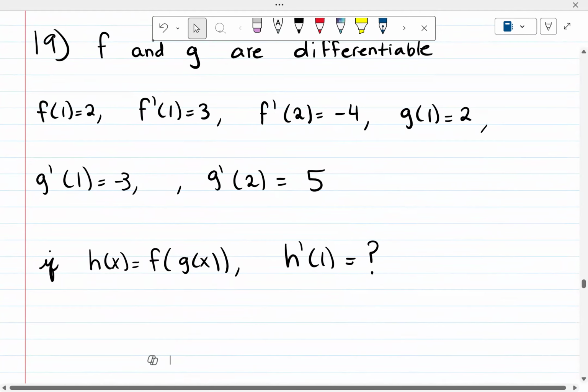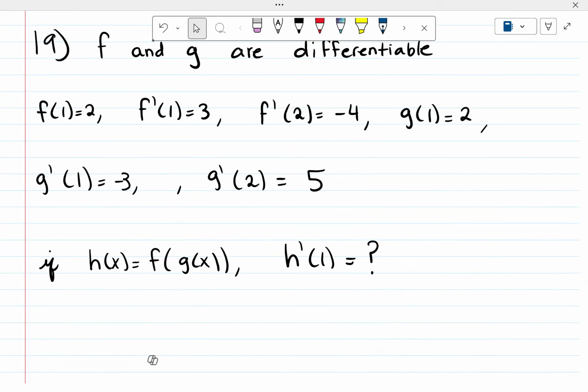Okay, so 19 says f and g are differentiable. We have f of 1 equals 2, f prime of 1 equals 3, f prime of 2 equals negative 4, and g of 1 equals 2, g prime of 1 equals negative 3, and g prime of 2 equals 5. If h of x equals f of g of x, find h prime of 1. So what to do? First we've got to find h prime of x.